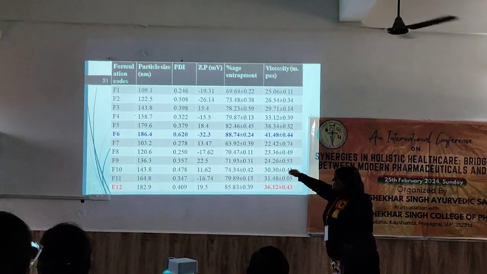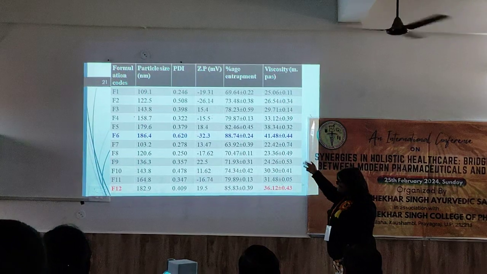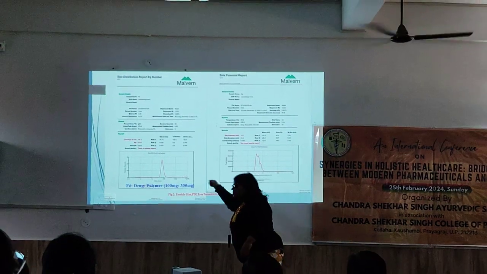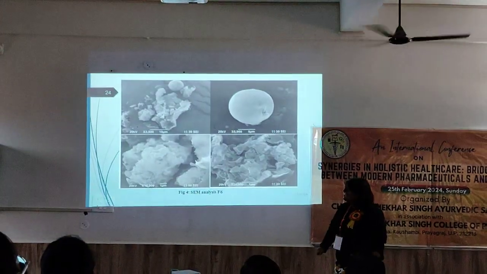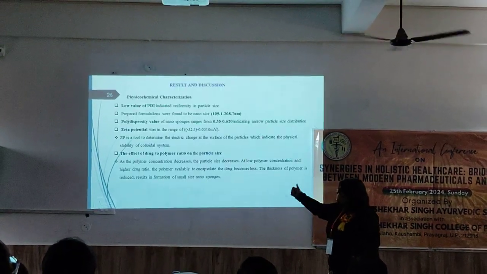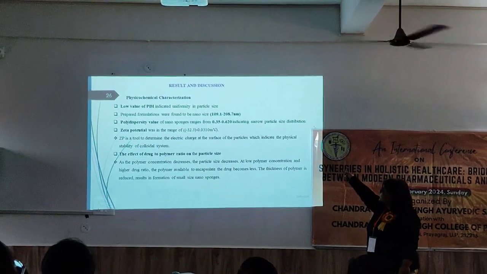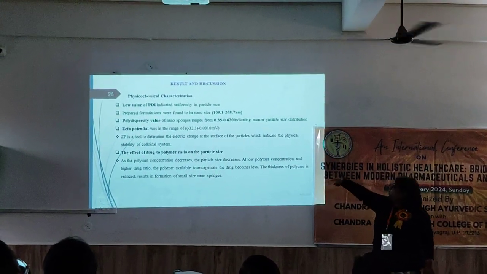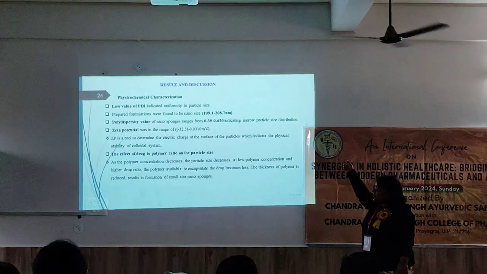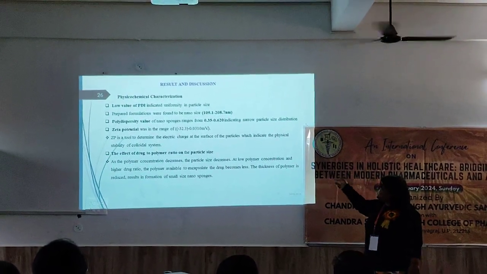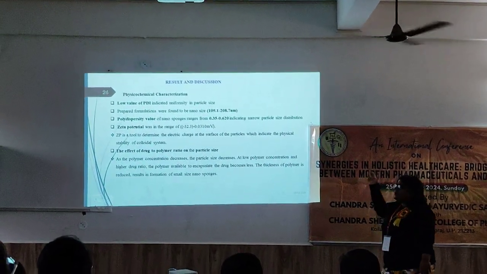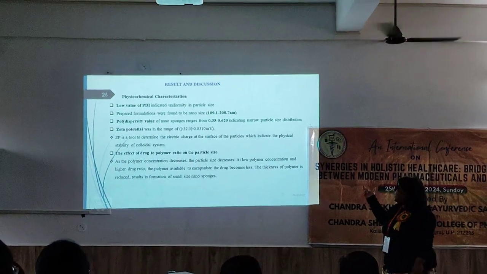These are the particle sizes of my various formulations. This is my optimized formulation. The low PDI value indicates uniformity in particle size. The particle size is 209 nanometers. The polydispersity index is showing that the size distribution is narrow. The zeta potential value indicates that my preferred dispersion is of colloidal nature.